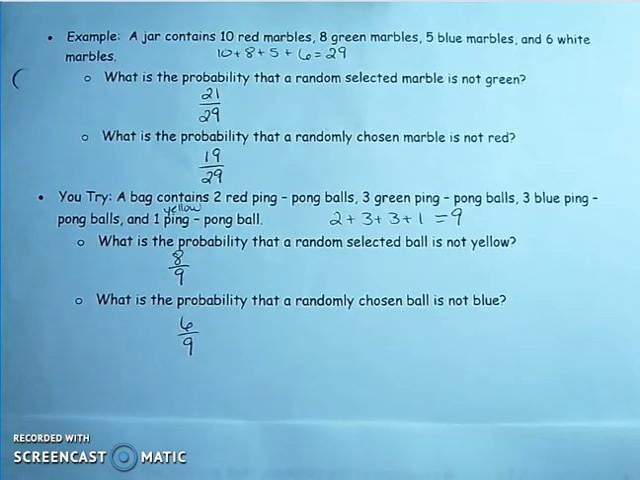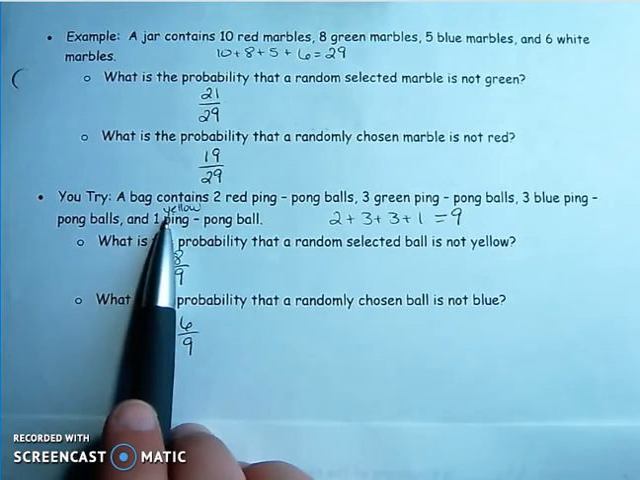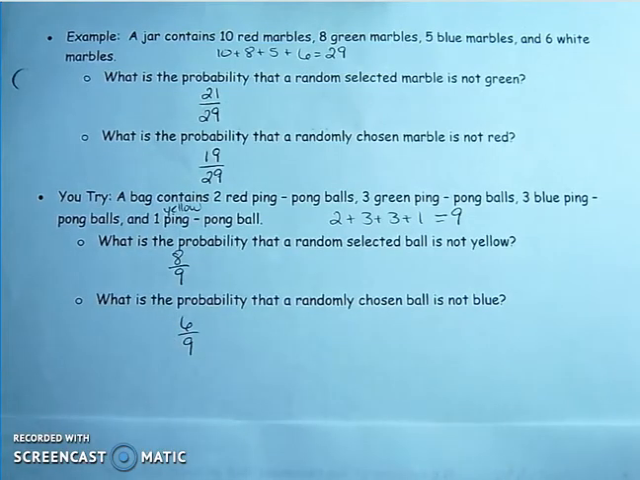In this U-Try, we have a bag that contains ping pong balls. We have 2 red, 3 green, 3 blue, and 1 yellow. If you notice, that color wasn't written in there. You might want to write it in there for these questions. That means we have 9 total. What's the probability of selecting a ping pong ball that is not yellow? It's everything but that 1 yellow, so that's 8 out of 9.